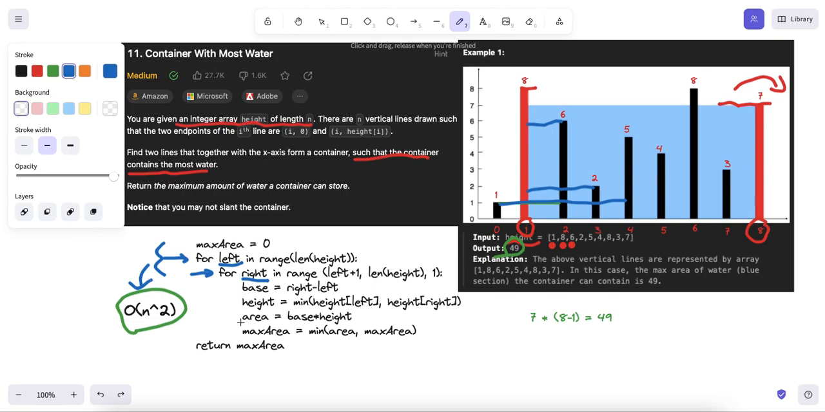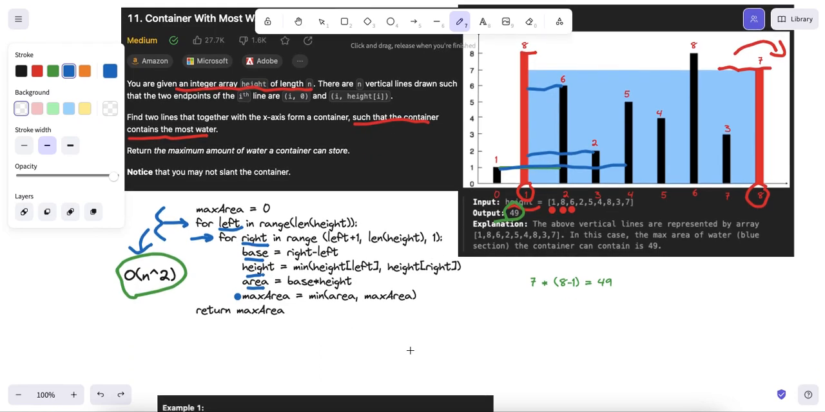In these for loops, what we do is basically calculate the base and the height, and then the area, and each time we come up with a new area, we would check to see if we have beat our previous max area. And if we have, we would store this new max area.